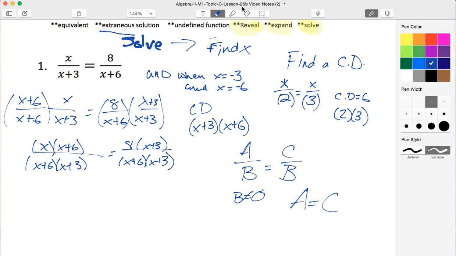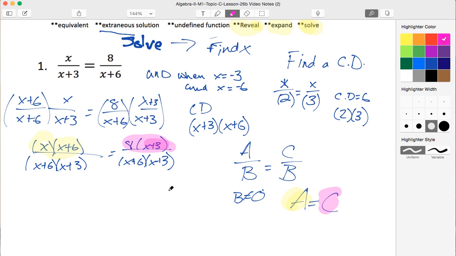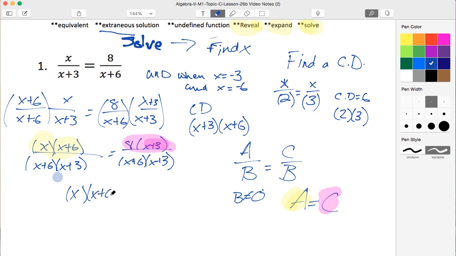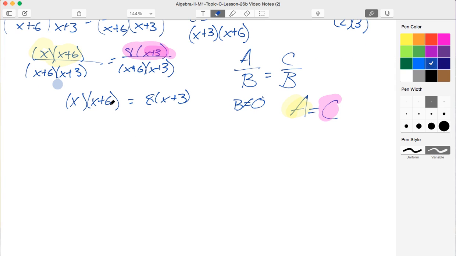That is why this numerator and this numerator are going to equal each other in this next step. So now I have x times x plus 6 is equal to 8 times x plus 3. From here, you have to solve for x, and by solve, you're going to expand. Expand means to multiply. If you need to write that down in your notes, write that down. Expanding, you're going to multiply, and then you're going to solve. So I'm going to multiply this out: x squared plus 6x is equal to 8x plus 24.